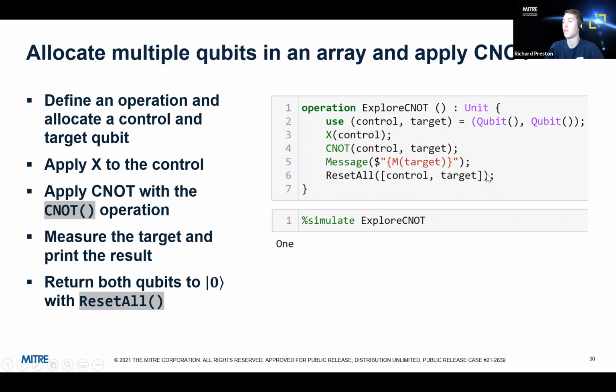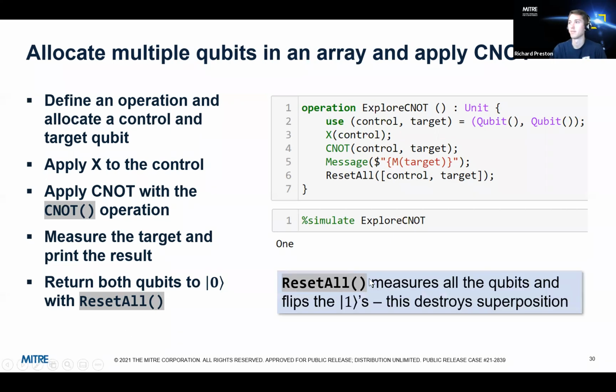ResetAll is a helpful operation provided by Q#, which resets all the qubits in the array that you give it. This is a new concept if you haven't played with arrays, but it's just like a list of qubits. You can use these square brackets, and so this is an array of qubits we're passing into ResetAll. ResetAll is going to go through and measure each one, and if it's a 1, it'll flip it to 0. So this is a destructive operation. It destroys any superposition you have. But in this case, this is what we want. We want to get everything back to 0.